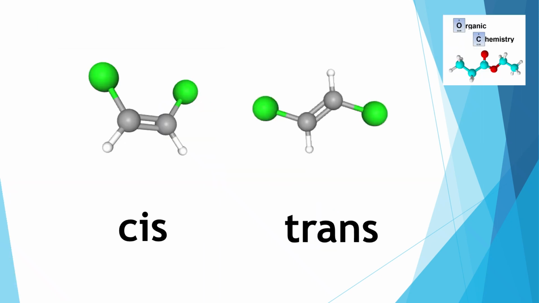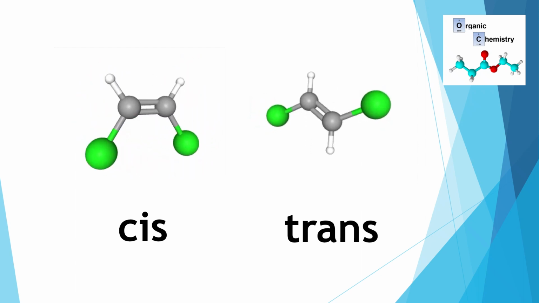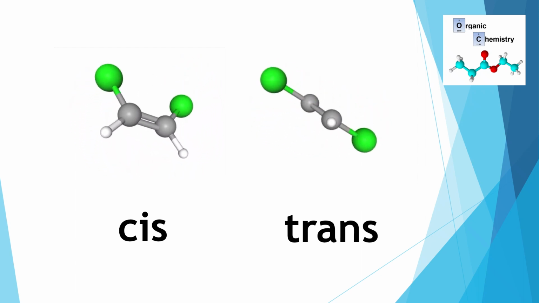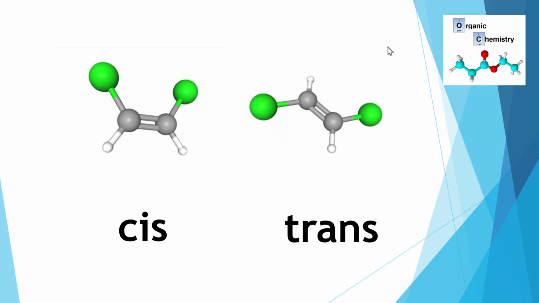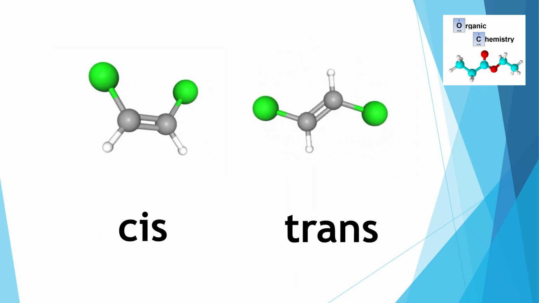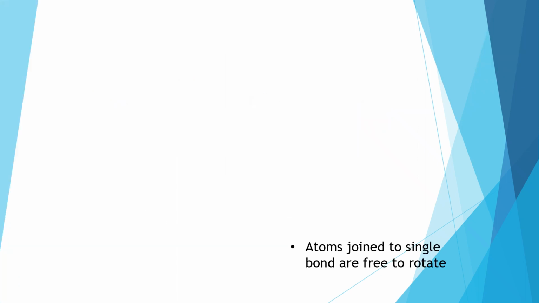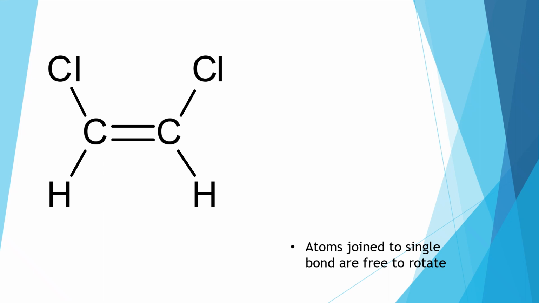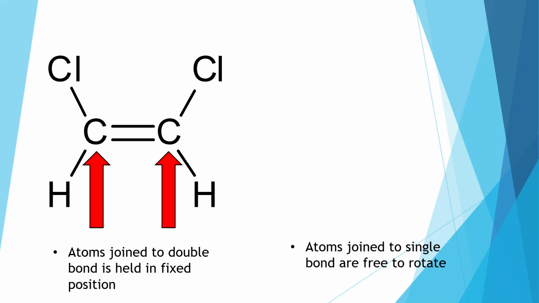Two different versions of the same molecule are called geometric isomers, and their slightly different geometric arrangement results in slightly different properties for these molecules. One thing to note is that in an alkene with a double bond, these atoms at the top cannot rotate. They are held in a fixed position. So they can't change from trans to cis. They will either be trans or they will be cis.